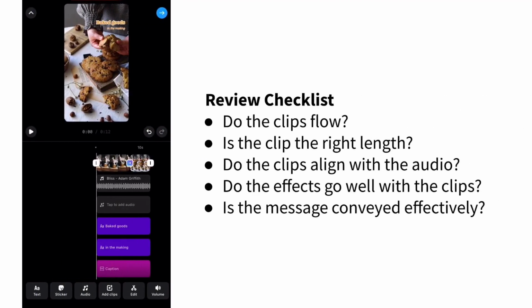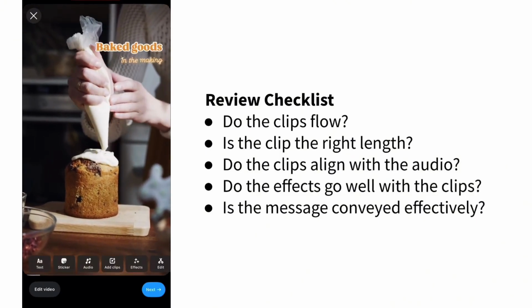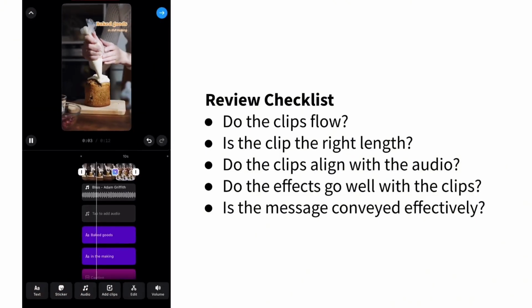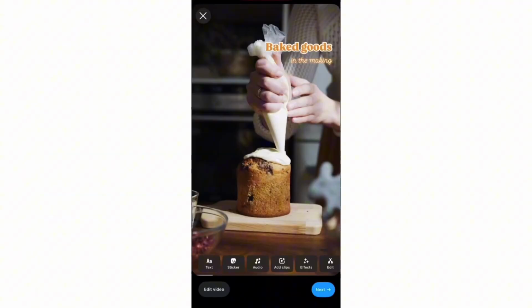This could be a clip that's too long, audio that's out of sync, or an effect that doesn't quite fit. Repeat the review and editing process until your reel flows perfectly and conveys your intended message. Now that we're happy with our reel, it's time to publish it. Tap Next to proceed to the caption and sharing options.